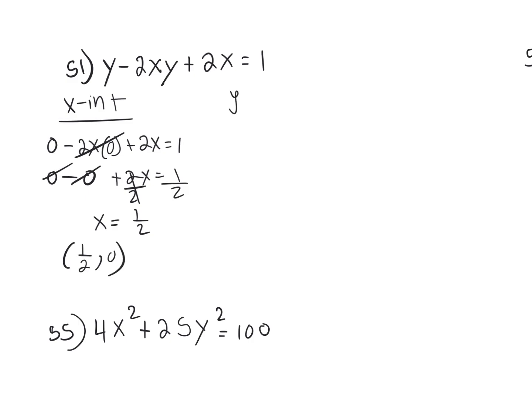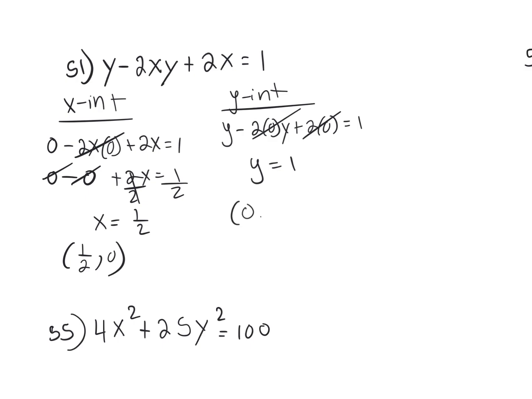And then for the y-intercept, I'm going to plug in 0 everywhere there's an x. So y minus 2 times 0, y plus 2 times 0 minus 1. Everything that has a 0 cancels out. So I'm not going to rewrite it because it's just going to be y minus 0 plus 0, which is not going to do anything for us. So we're left with y is equal to 1, leaving our y-intercept as 0 comma 1. Again, this being your final answer.